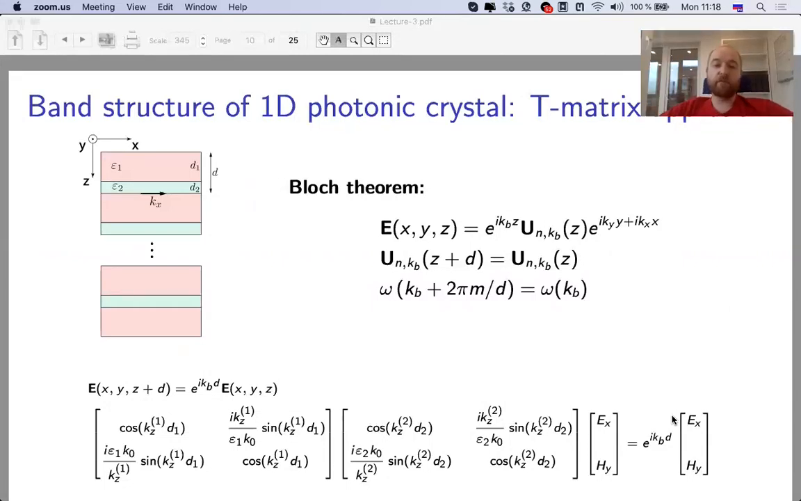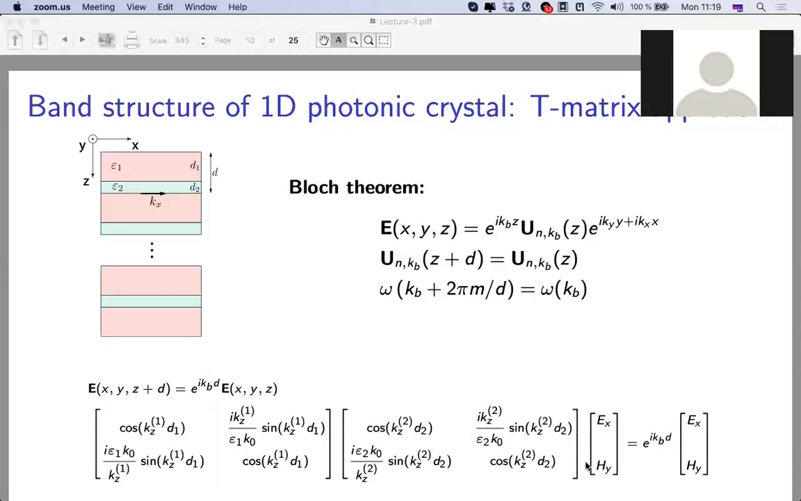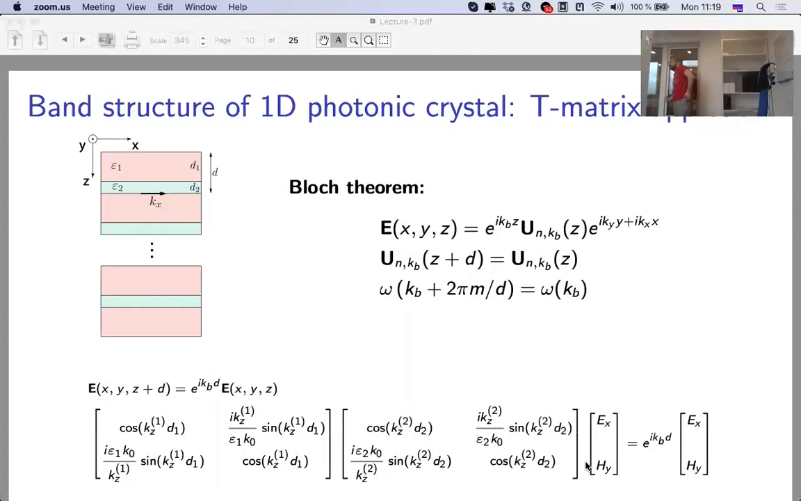What is interesting is that this is some matrix. This matrix affects some vector, and as an answer you have the same vector, but with some factor. Do you have any ideas? What is it? It's well known. When you act with some operator on some vector, and the result is the same vector multiplied by some number, it's an eigenvalue and eigenvector. Exactly. So this vector should be an eigenvector of my problem, and this e to the i kb d is an eigenvalue of my operator, of my matrix.